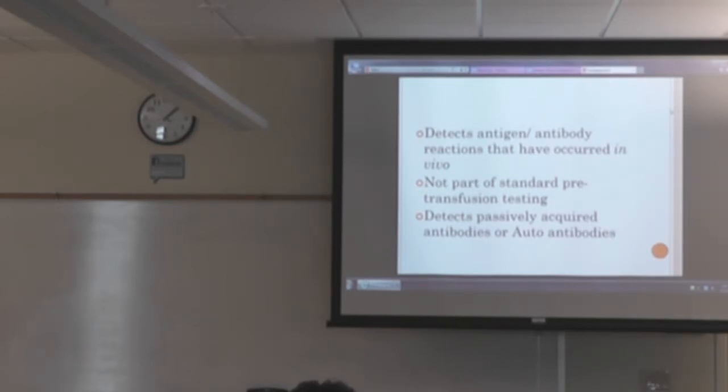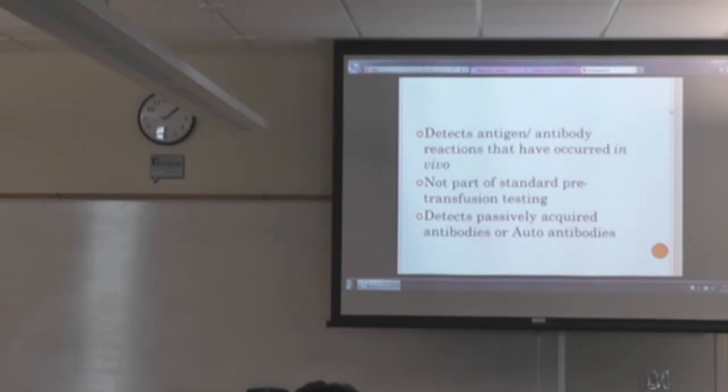Okay. Sometimes you have autoantibodies for whatever reason. Sometimes it's drug-induced, sometimes it's clinical condition induced that you have these autoantibodies. People with lupus have autoantibodies, but they're not against red cells, they're against other tissues. So you have other autoantibodies.